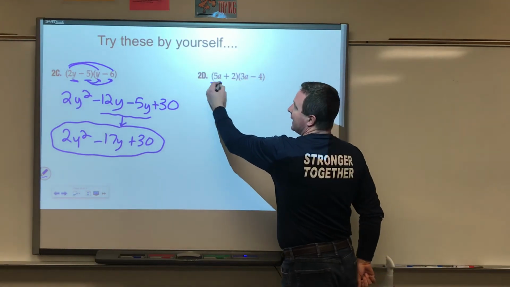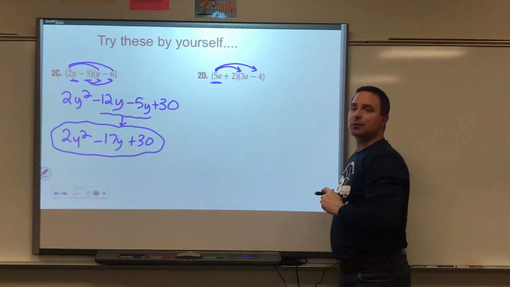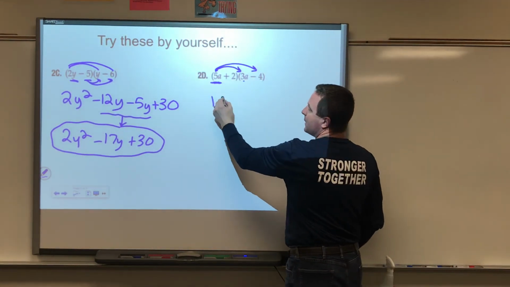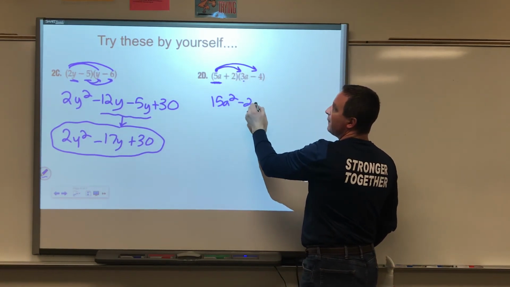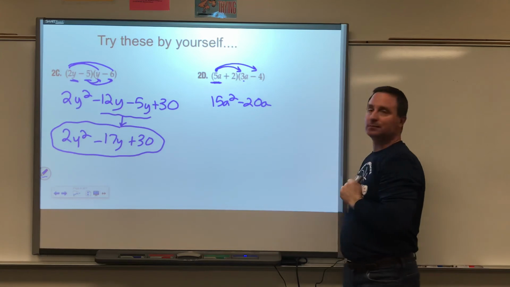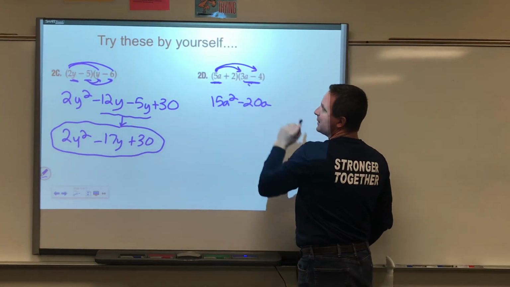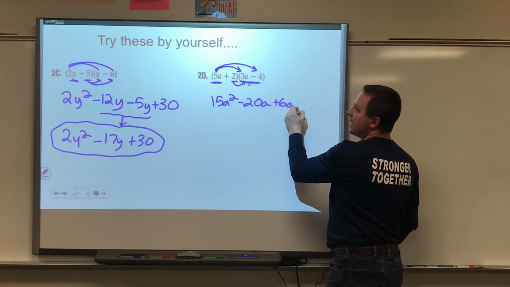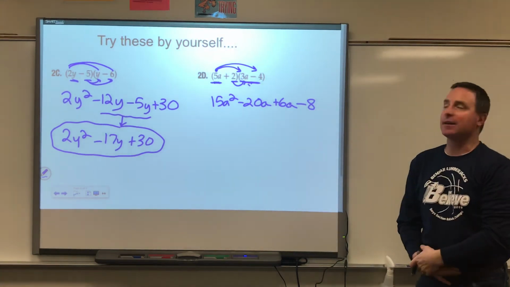If I start here, and again, I usually underline that first number and draw my arrows to everything I'm going to distribute to in the second set of parentheses. So 5 times 3 is 15a squared, and 5 times negative 4 is negative 20a. Okay, and again, I'm out of stuff. There's no more things for the 5a to distribute to, so then I go to the 2. 2 times 3 is 6a. 2 times negative 4 is negative 8.